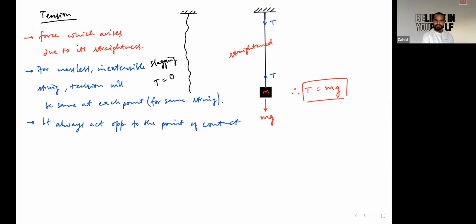For a massless inextensible string, tension would be the same at each point of contact.